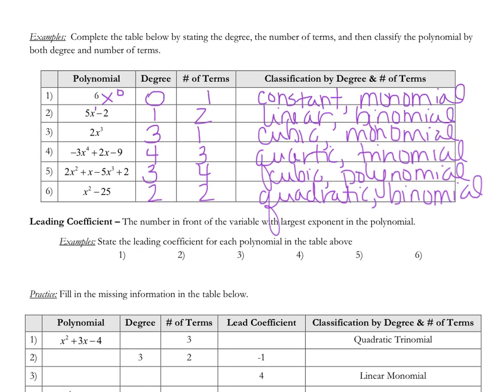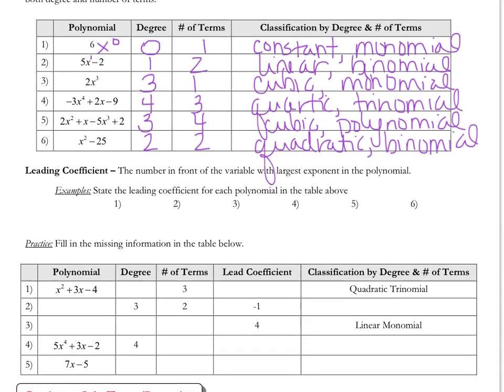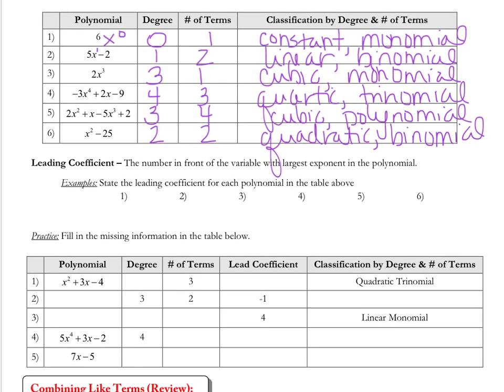And then let's go ahead and move on to another vocabulary word, which is the leading coefficient. The leading coefficient is the number in front of the variable with the largest exponent in the polynomial. Sometimes it might not necessarily be the first. It's going to be the number in front of the largest exponent.